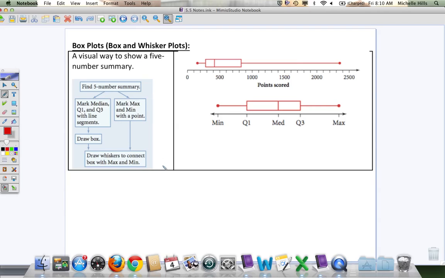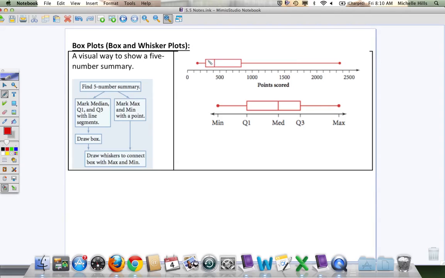Now, the one that we're going to be dealing with quite a bit is a box plot. The box plot is directly related to the 5-number summaries that you just found yesterday because it says find the 5-number summary first. Mark the median, the first quartile, and the third quartile with line segments. Well, they kind of marked them with dots.